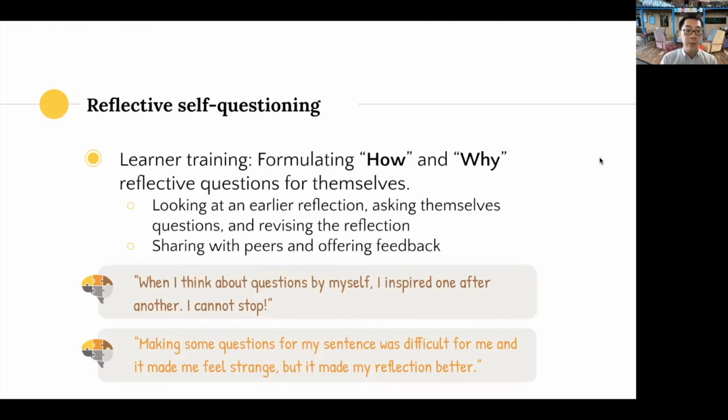And so we see here some quotes from students' reflections, and it shows what they got from the experience. For example, the first one shows this idea of getting inspired by asking one question after another. And that's what we like to see in that reflective cycle. But on the other hand, the second quote shows, you see here, making questions was difficult for me. It made me feel strange. So as we know, reflection is not always an easy or comfortable process for students at first. But we'll see later that they got something out of the process.